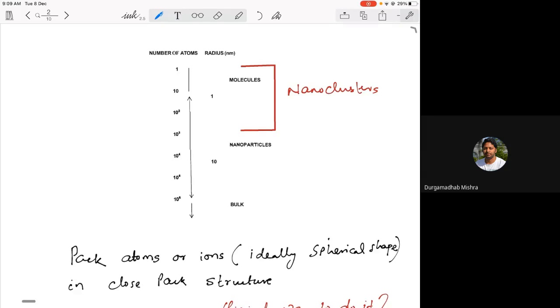So this is how you start from one single atom and pack them in a close packed structure. Then you get different kinds of atoms, molecules, nanoclusters or nanoparticles, and ultimately the bulk material.